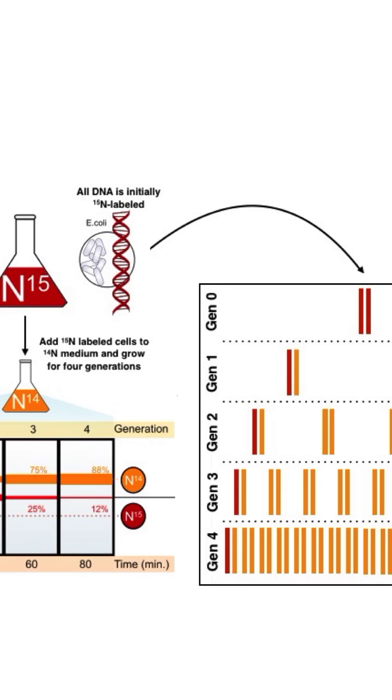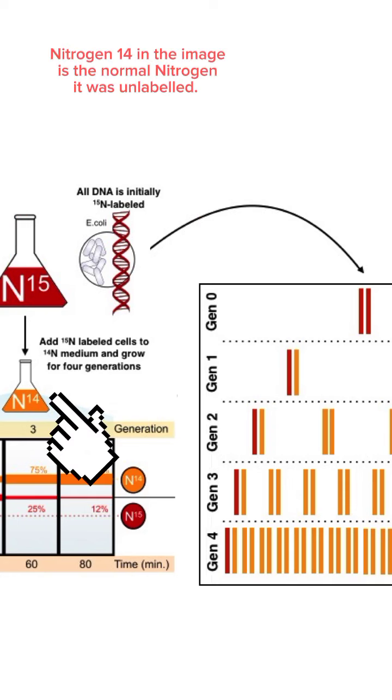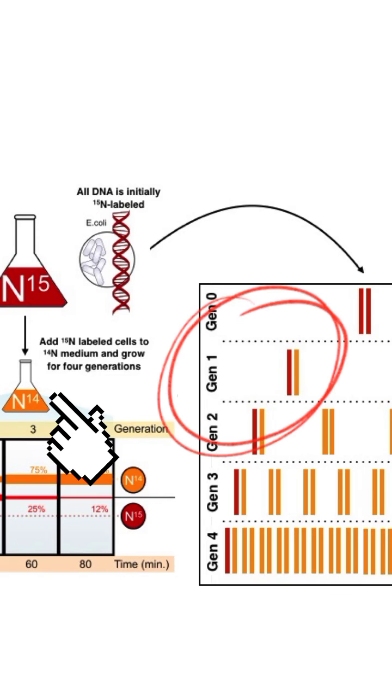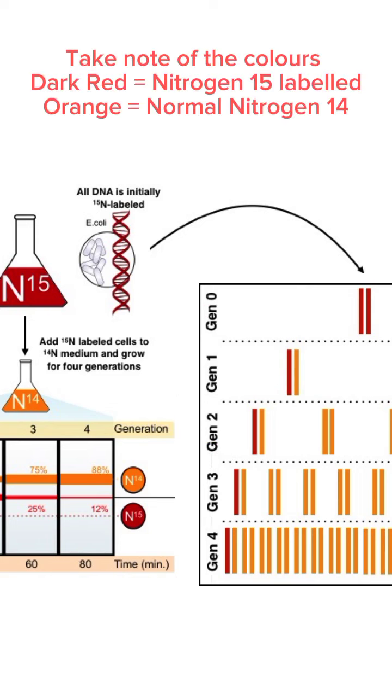Bacteria were grown in a medium containing the heavy isotope of nitrogen, that is nitrogen 15, causing all the bacterial DNA to be labeled with heavy nitrogen, as you can see in this image. Then these cells were allowed to divide in a medium containing the normal isotope of nitrogen. So in the first generation, all the DNA molecules were hybrid. That means half labeled with nitrogen 15 and the other half labeled with nitrogen 14. In the second generation, two types of DNA molecules appear in equal numbers: the hybrid, that is the half labeled, and the completely unlabeled, that is the nitrogen 14 only.